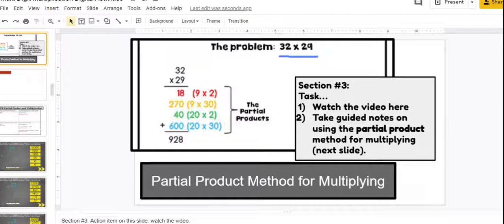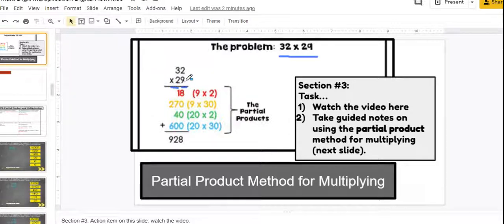So we've got 32 29s, right? We want to do 32, 29 times and find out how much that is. To do that using the partial product method, you're going to think about multiplying this 32 by all of the parts of the 29. So you're going to multiply it by the ones and you're going to multiply it by the tens, right? So the 9 and the 20.